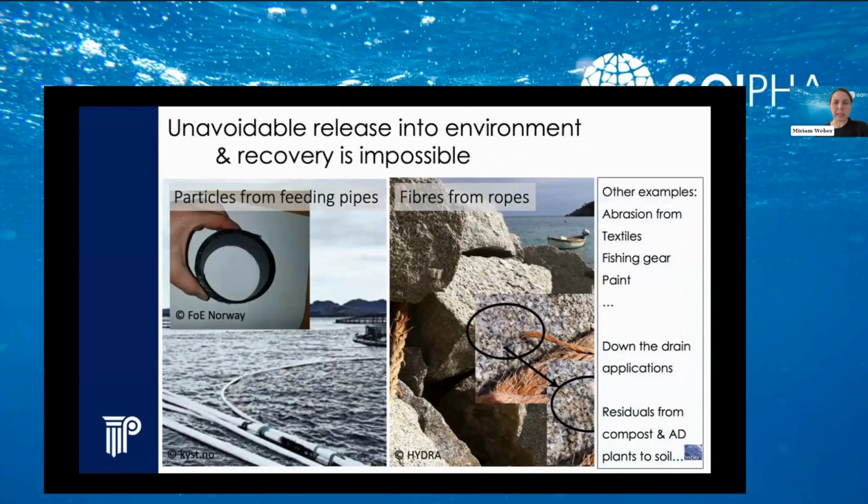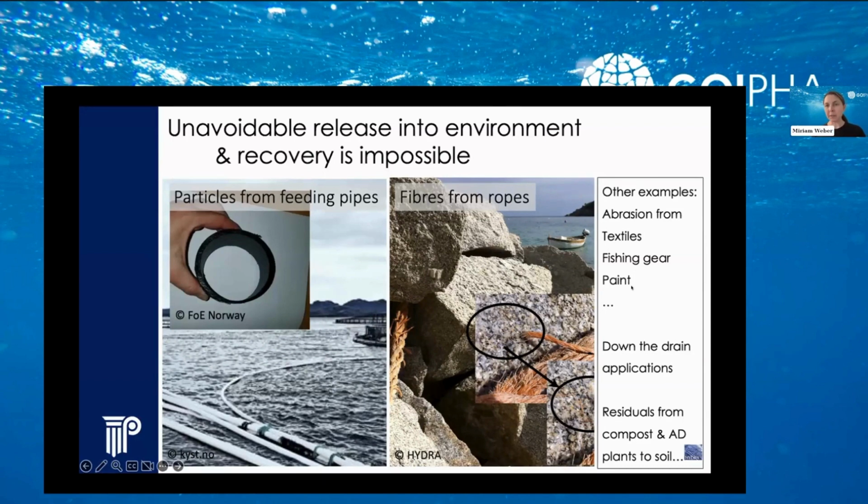The third category is that we have an unavoidable release to the environment and recovery is impossible. This is mainly done by abrasion from any kind of objects we are using in our everyday life. Here, because it's also related to the topic ocean, I chose 2 examples from near the ocean, like fibers from ropes, they're shed off, or particles from feeding pipes, they're losing weight in an astonishingly fast time. We should then consider to substitute with biodegradable material.